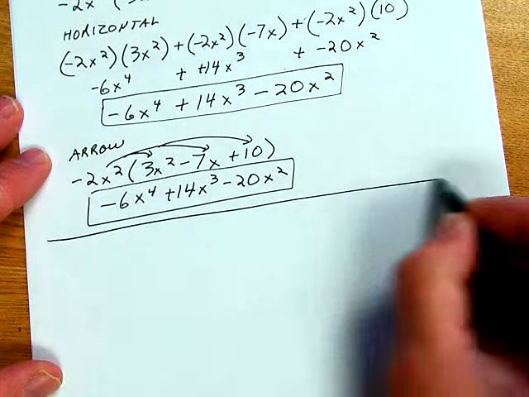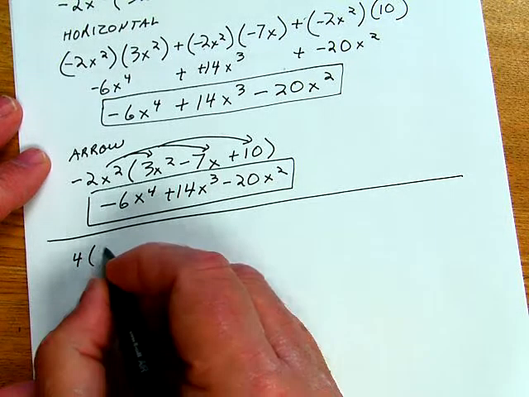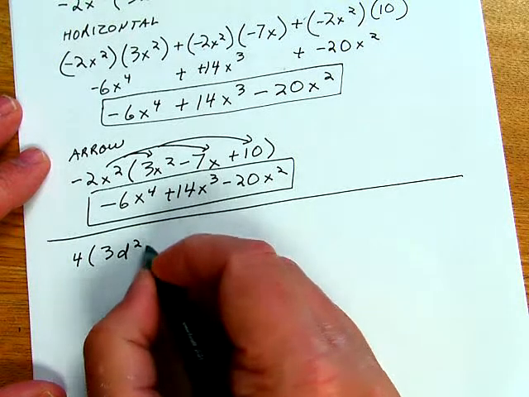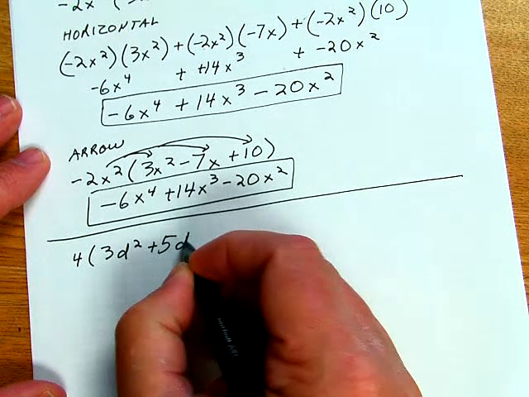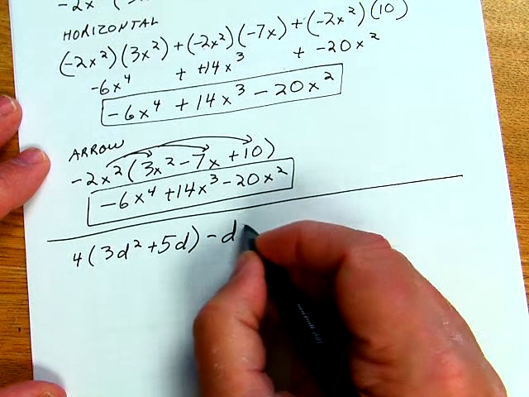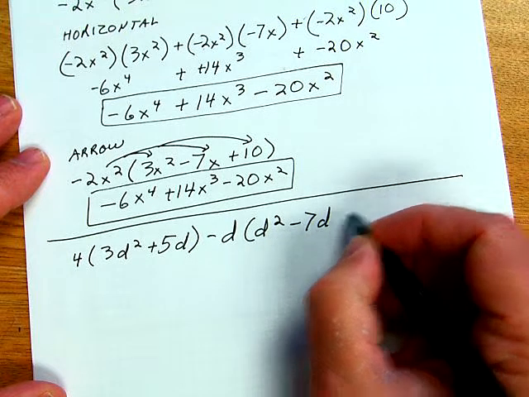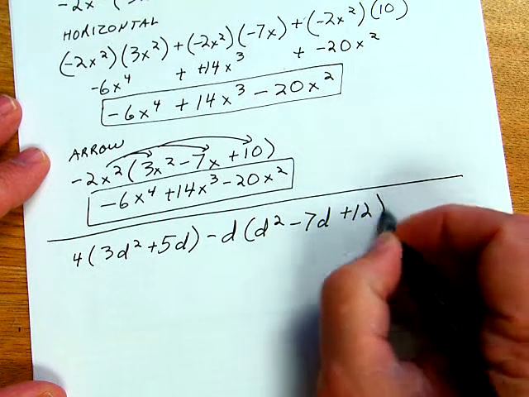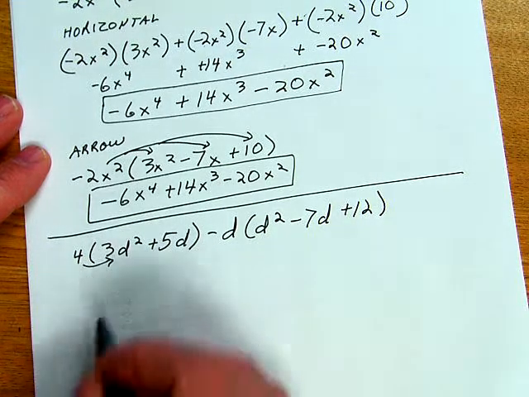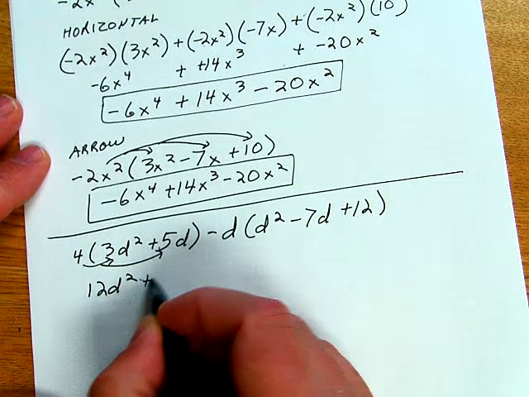Now let's say I have a slightly different problem where everything doesn't come out so nice after I do the multiplication, and I have to do some simplification. 3d squared plus 5d minus d times d squared minus 7d plus 12. Okay, so now here's our problem. First thing I'm going to do is get my arrows going. That gives me 12d squared. Second arrow gives me 20d.